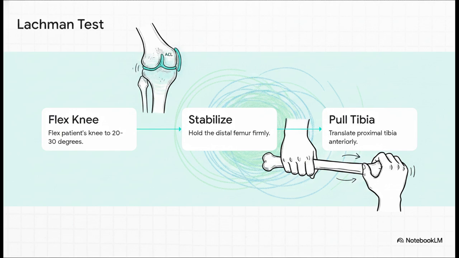Because you do this with the knee flexed at just 20 to 30 degrees. Mechanically speaking, this specific angle is magic. It totally isolates the ACL by taking all the other stabilizing structures completely out of the equation. So you stabilize the femur with one hand, and you give a sharp, firm pull forward on the tibia with your other hand. Again, you are searching for that solid, firm endpoint.